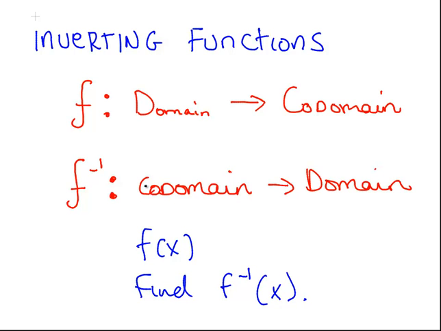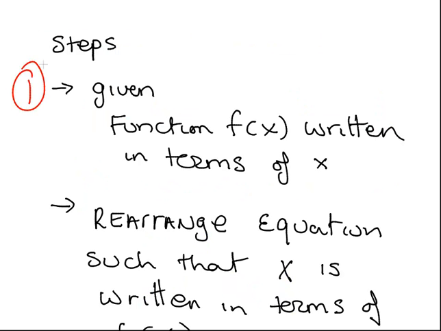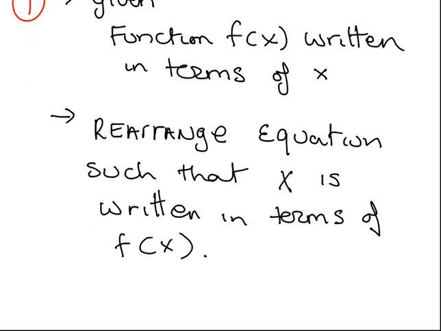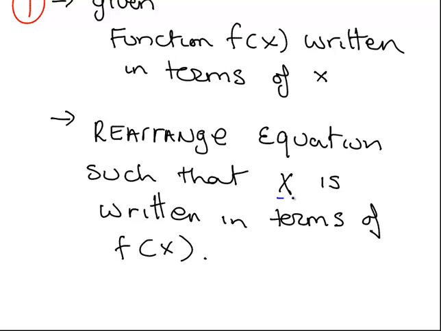Why does that matter? It's important later on because it explains a trick that you use here. So, steps. First off, given a function f of x written in terms of x, what we do is rearrange the equation such that x is written in terms of f of x. So essentially we reverse the orientation of the expression. We'll talk about that shortly.